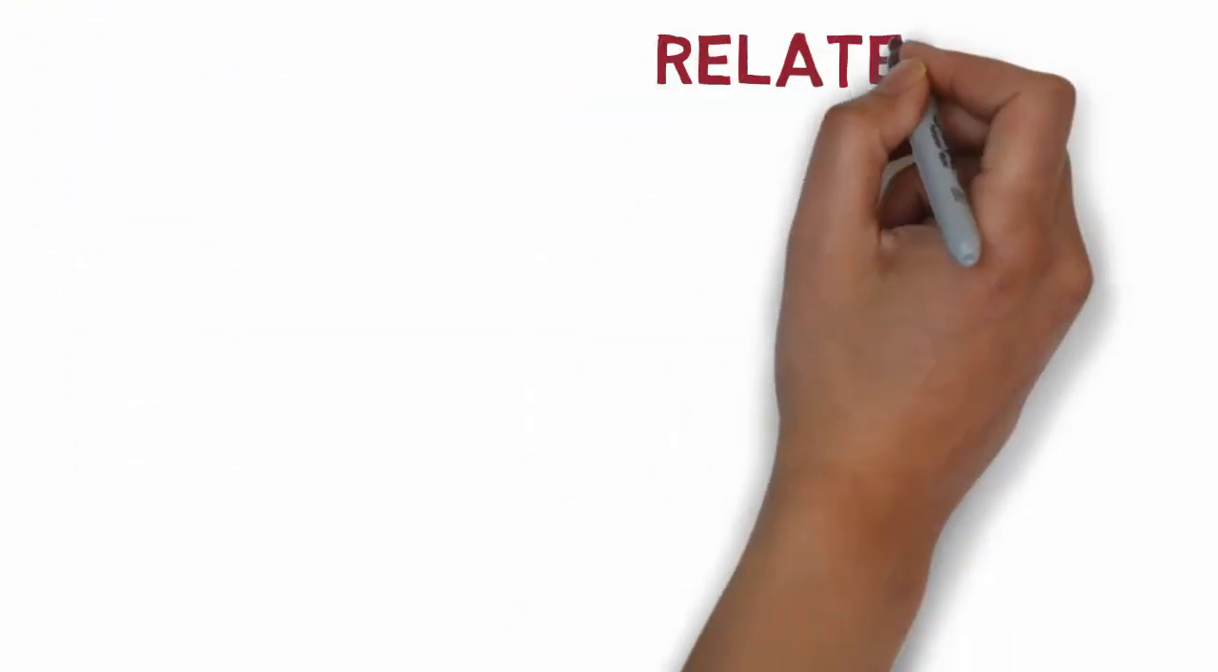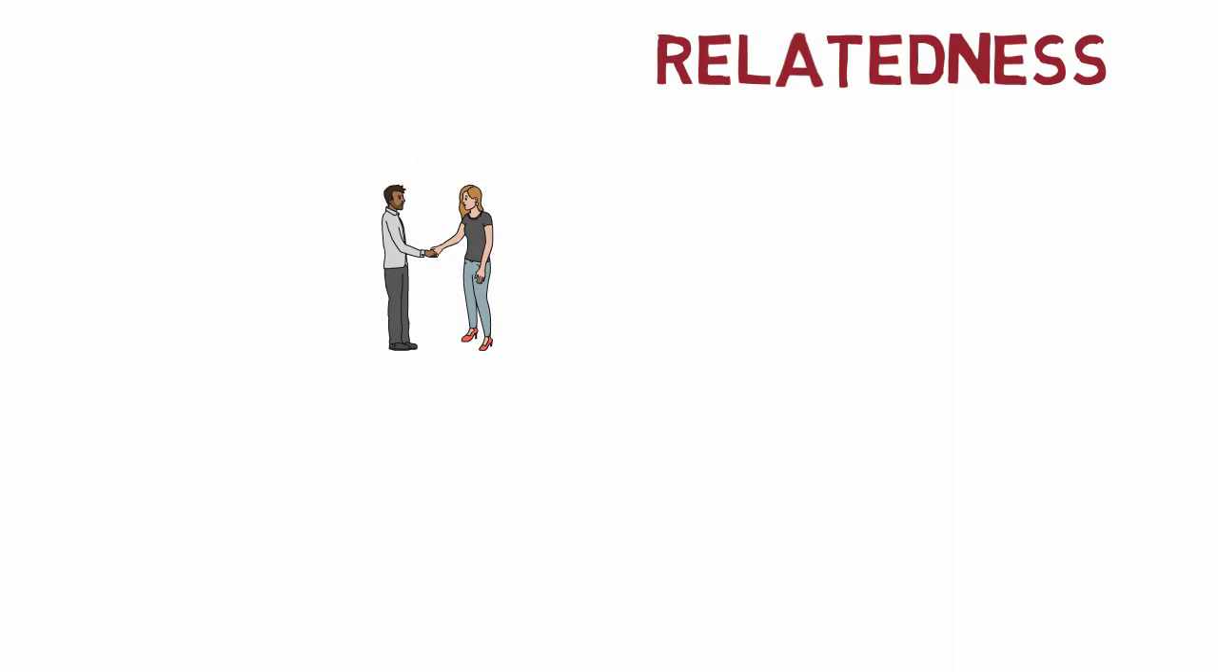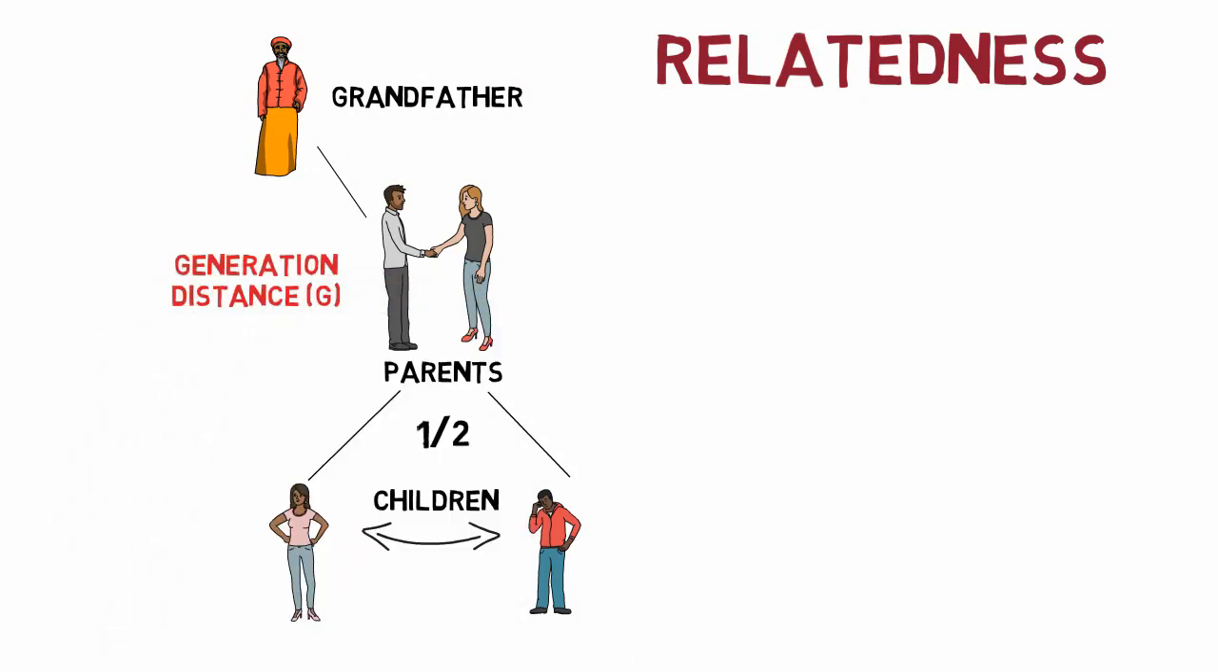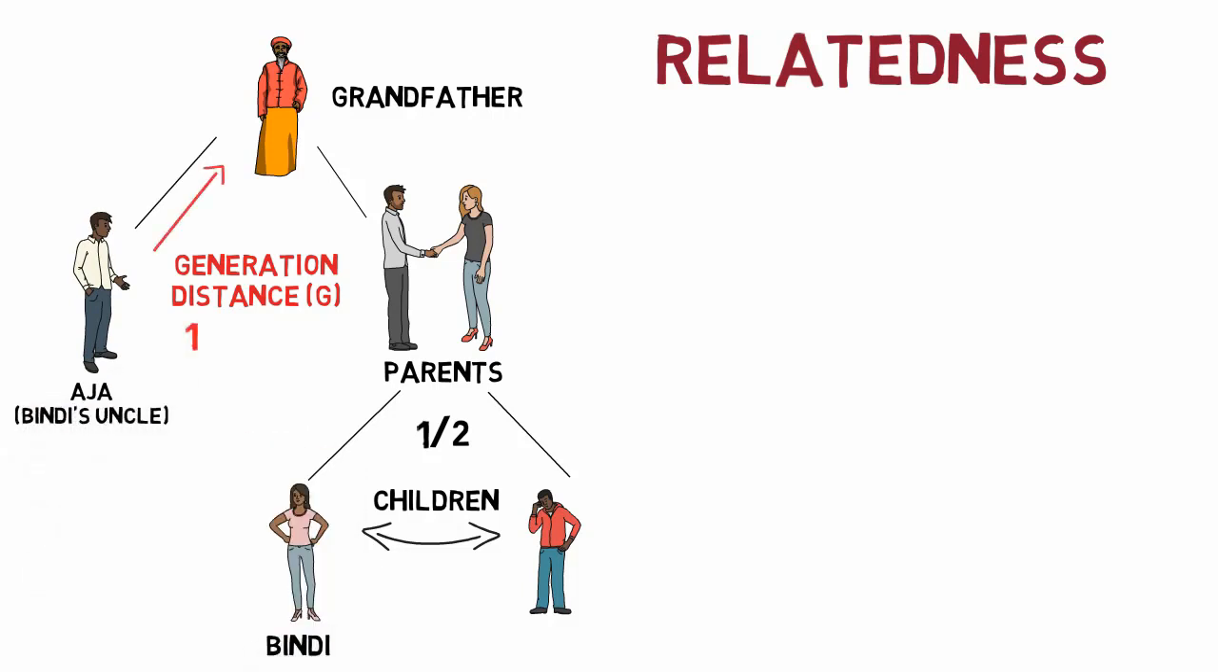In terms of a measure of relatedness, parents and children have exactly 50%, and siblings, brothers and sisters, have on average 50% chance of inheriting the same genes. By drawing a family tree, the relatedness between two related people can be worked out by the distance up to the common ancestor and down, called the generation distance. For example, if A is B's uncle, then the generation distance would be 1 plus 2, which equals 3.